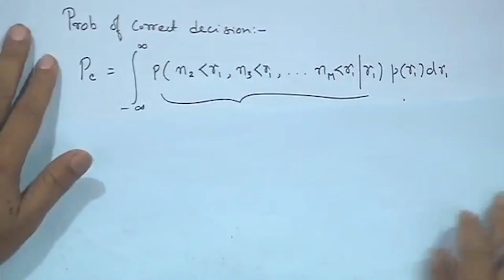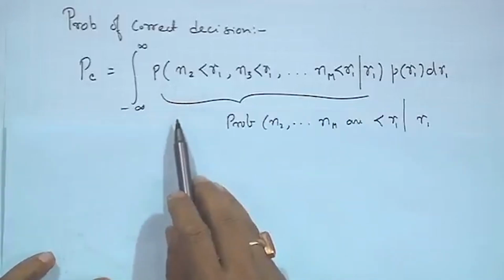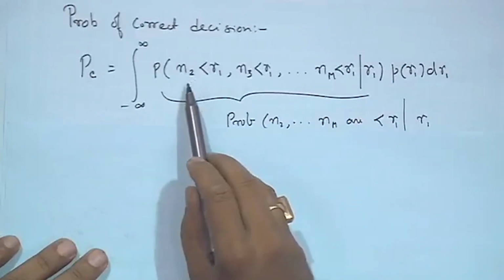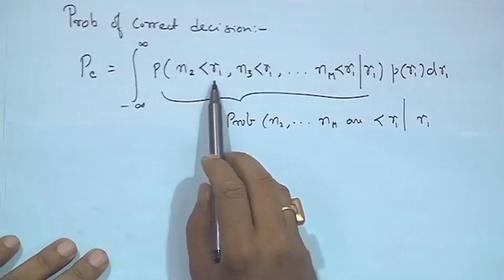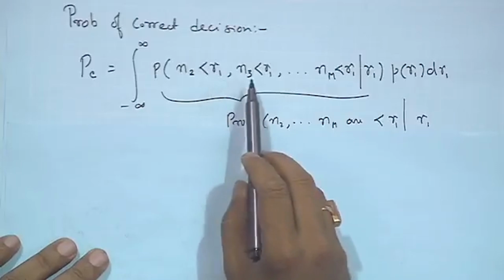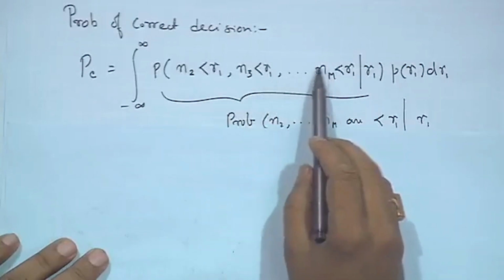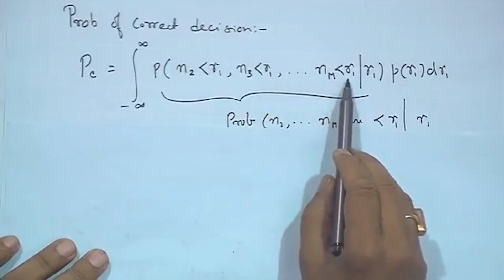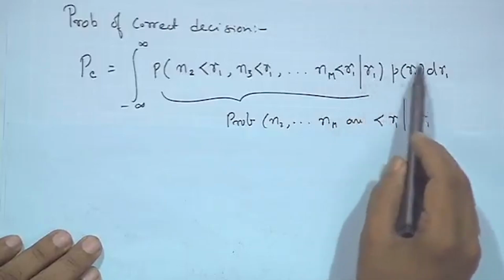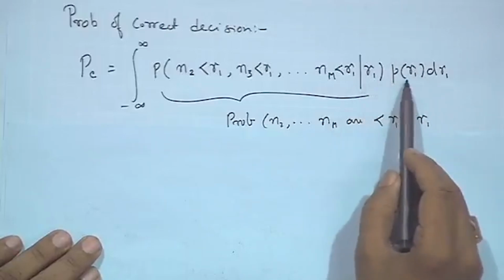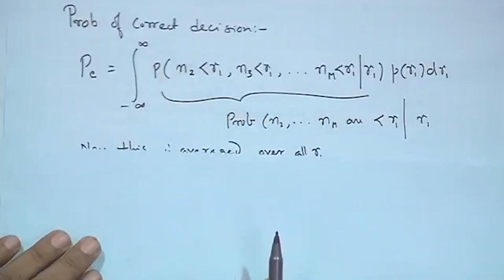So, the probability of correct decision is the joint probability that N2, that is the second component, is less than the first component of the received signal, the third is less than the first component, and simultaneously up to all components are less than the first component, given R1. And this has to be averaged over all possible realizations of R1. Accordingly, the integration range of R1 is minus infinity to plus infinity.